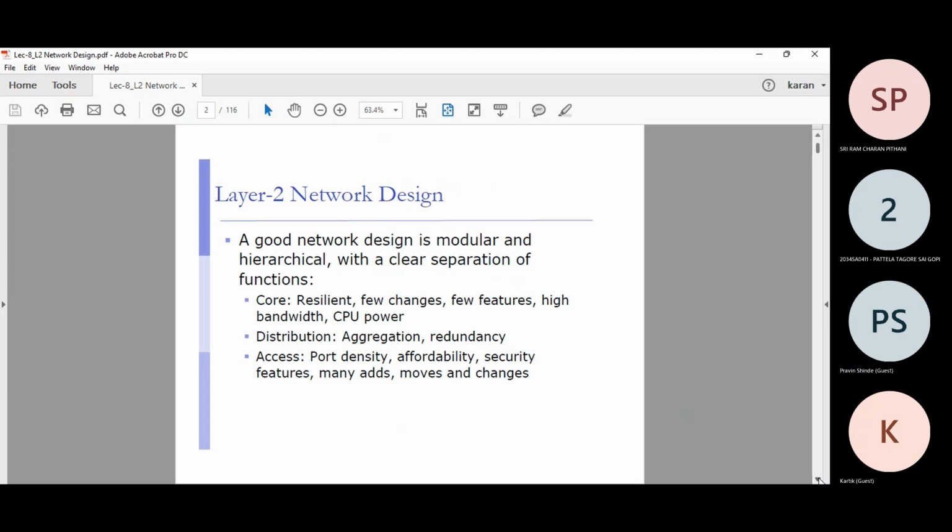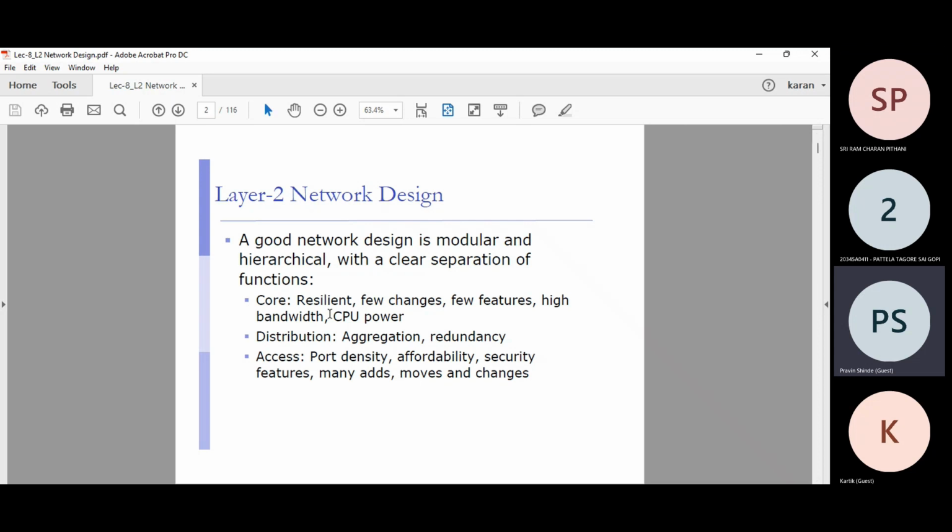So a good network design is modular and hierarchical with a clear separation of functions. Core: resilient, few changes, few features, high bandwidth, CPU power. Then distribution: aggregation, redundancy. Then access: port density, affordability, security features, many adds, moves and changes. So these are the contents of network design: core, distribution and access.